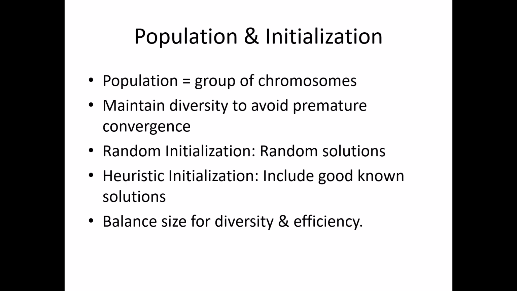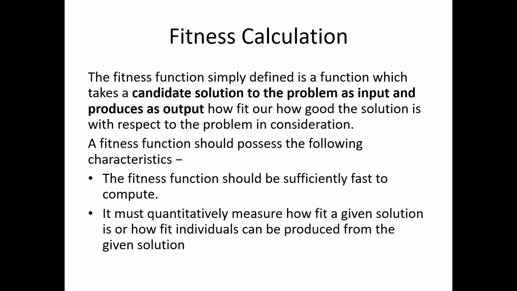The first step is population initialization. We have to find out which solutions we have. The population is a group of chromosomes. Maintain diversity to avoid premature convergence. Random initialization means we get random solutions. Heuristic initialization uses good known solutions. We have a lot of solutions, and some we don't know and cannot implement, so we include a solution that we are familiar with and can implement. That is heuristic initialization. Balance the size for diversity as well as efficiency.